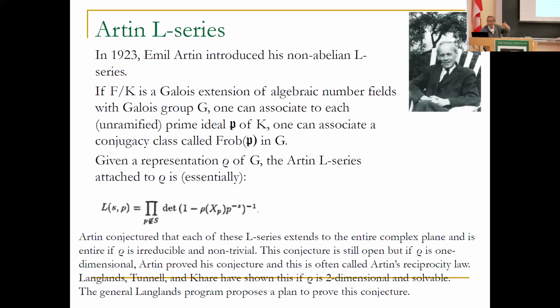So this is looking like the previous objects, except you have a matrix, rho of x_p is a matrix. And so you're taking the determinant of this, taking the characteristic polynomial of that. Now, Artin conjectures that each of these L series extends to the entire complex plane and is entire if rho is irreducible and non-trivial. This conjecture is still open, but it has been shown to be true if rho is one-dimensional. Artin himself showed that. This is called Artin's reciprocity law.